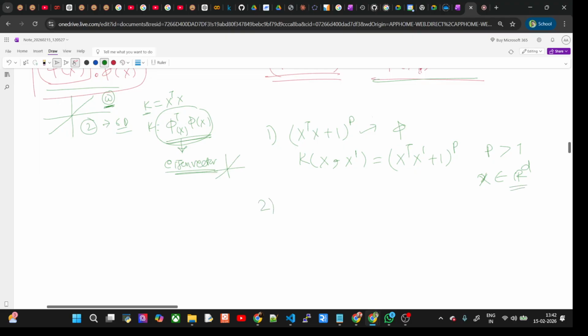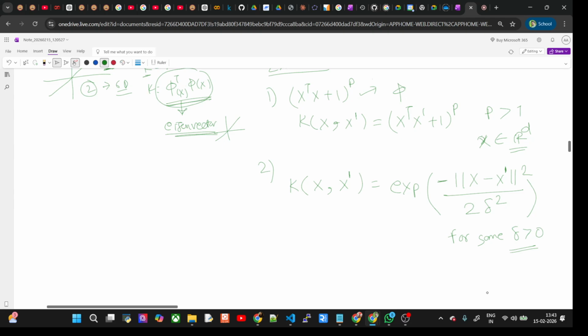Okay, what is the second example? These are the examples I am telling you. The second example, this is important: k of x comma x prime equal to exponential of minus norm of x minus x prime whole square divided by 2 sigma square, for some sigma which should be greater than 0, not equal to 0.